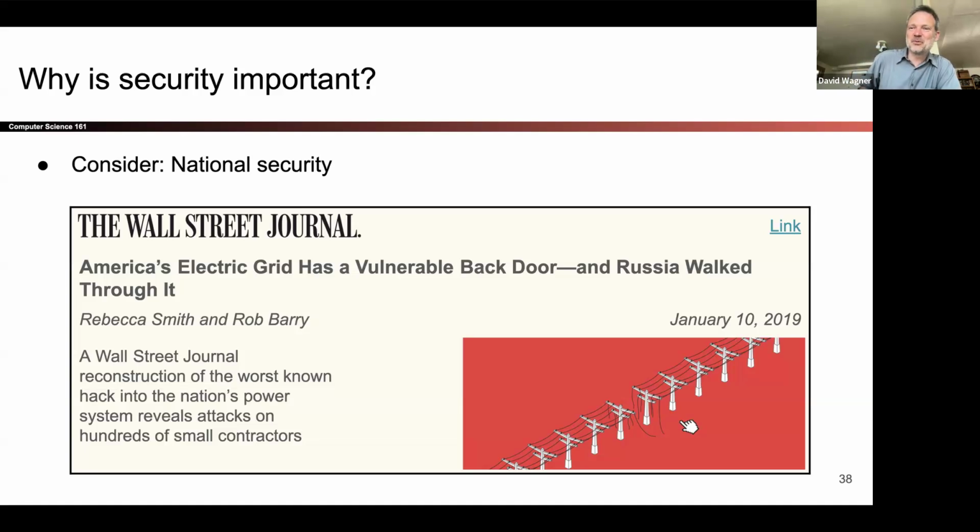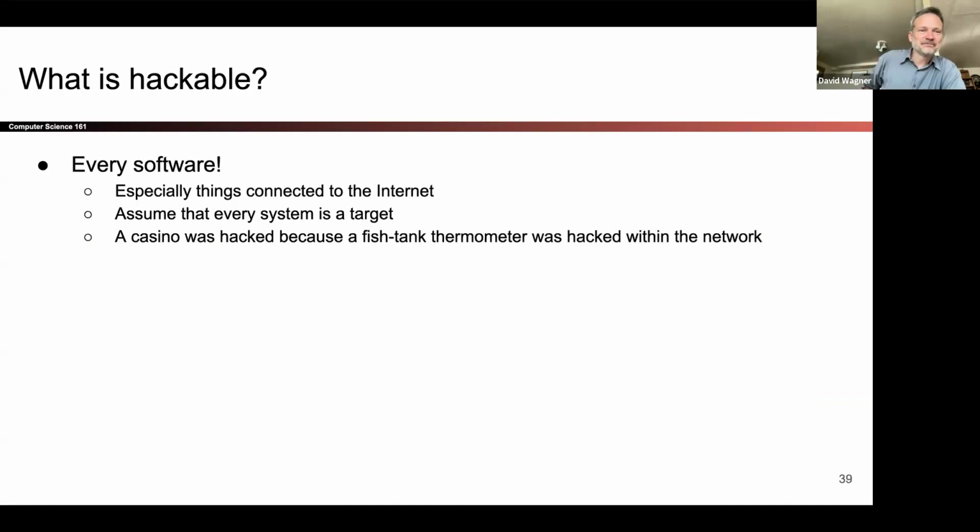But from a national security perspective, as our infrastructure runs on computer aided stuff, there's a risk. There's a risk that attacks could be a threat to national security. And the rough lesson seems to be any piece of software potentially could have security vulnerabilities.